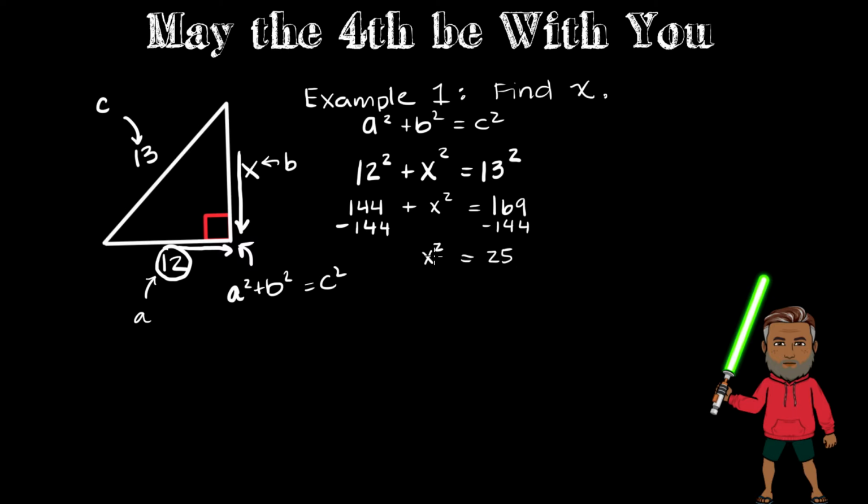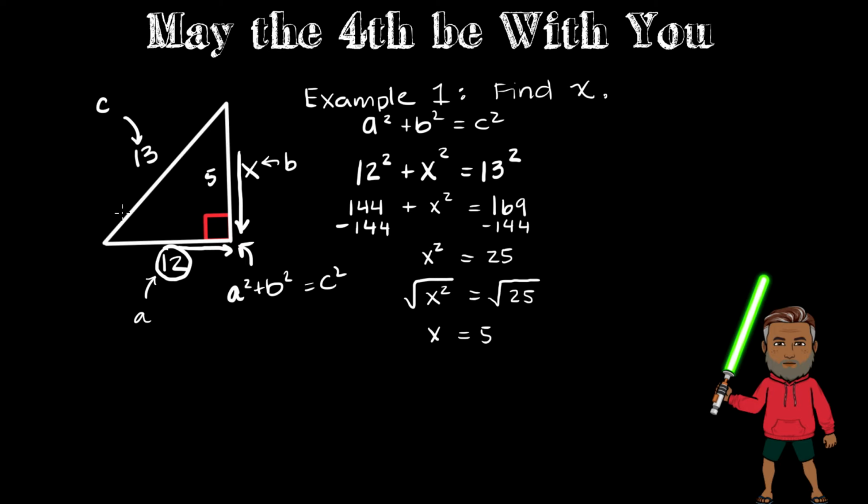Now, if you recall, to get rid of a square, you're going to use the square root. So we're going to square root the x squared to isolate the x. But if you square root the left, you're going to also have to square root the right. This gives us x equals 5. So we now know our third side is 5.